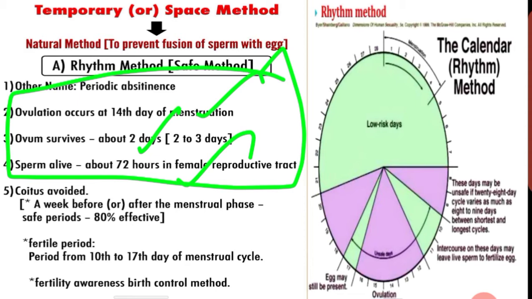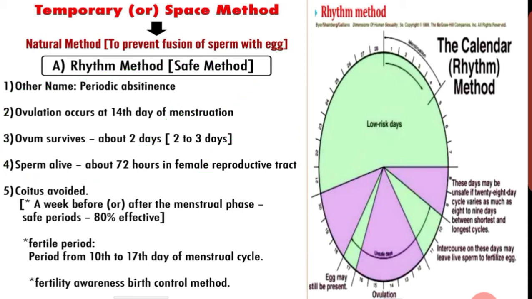The deposition of male semen inside the female genital tract is called coitus. That should be avoided in the particular period of time. In the ovulatory time, the particular couple have to avoid having sexual intercourse.